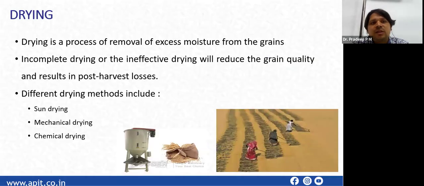Drying is a critical step where the excess moisture in the grain is removed. Usually in the rural areas, they go for sun drying. Sun drying has its own advantages, but mostly disadvantages. It takes a lot of time, and there may be chances of cracks developing within the grain due to the harsh conditions. So usually we recommend mechanical drying rather than sun drying methods.